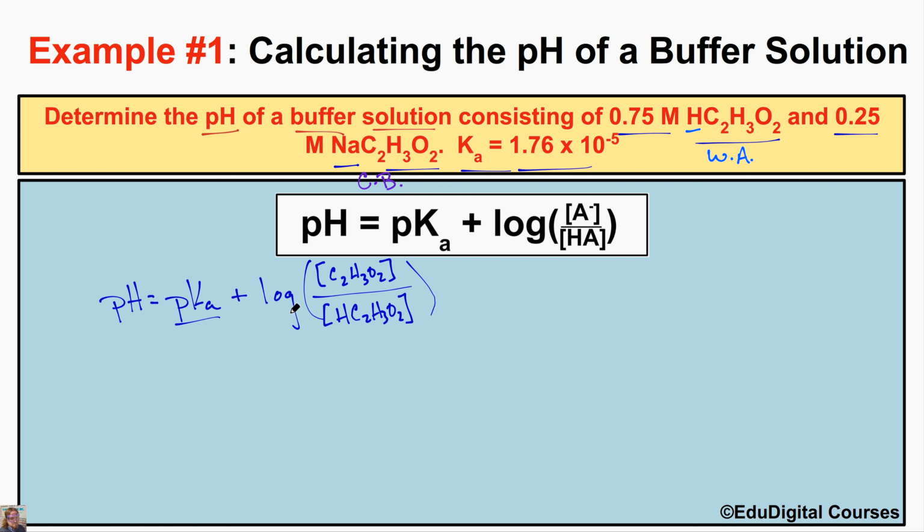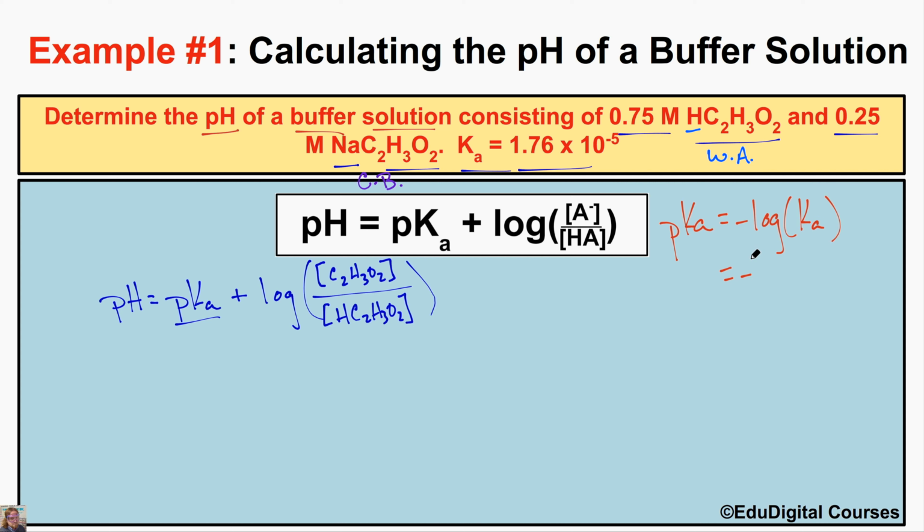So what is this pKa here? Well, to get the pKa, it's simple. It's very similar to how we calculated the pH of a solution when we were given the hydronium or hydrogen ion concentration. To get the pKa, we're going to have to take the negative log of our Ka value.